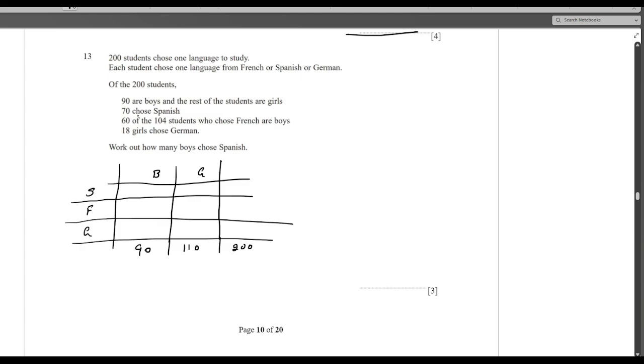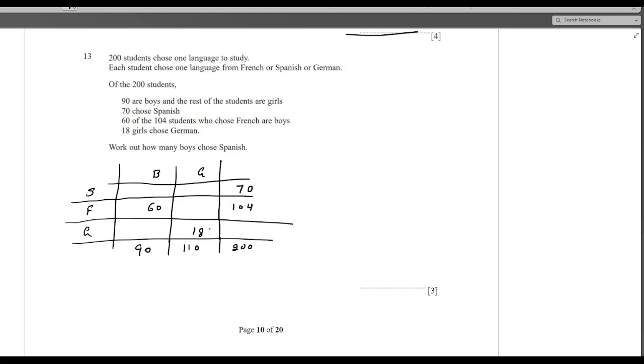Then 70 choose Spanish, so the total number of students who choose Spanish is 70. 60 of 104 students who choose French: 104 students choose French, and out of these 104, 60 are boys. So the number of boys is 60. 18 girls choose German, so there are 18 girls who choose German. Now we can complete this table.